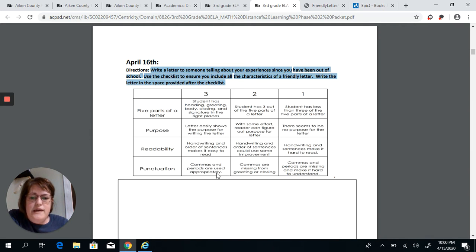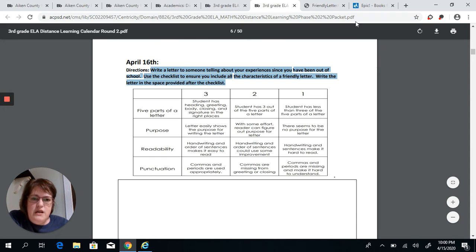Okay, and then punctuation: commas and periods are used appropriately. And I'm going to say it again. Make sure that you write complete sentences. After you write a sentence, say it out loud. Think about it. Does it make sense? If it doesn't make sense to you, it's not going to make sense to me or anyone else either. So use your best handwriting whenever you write this.